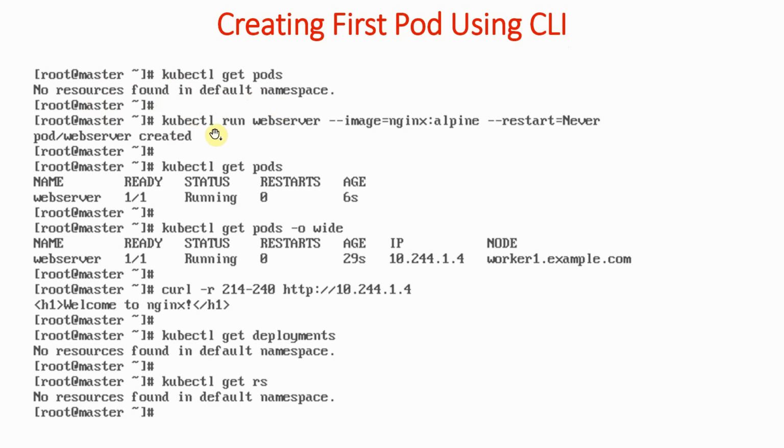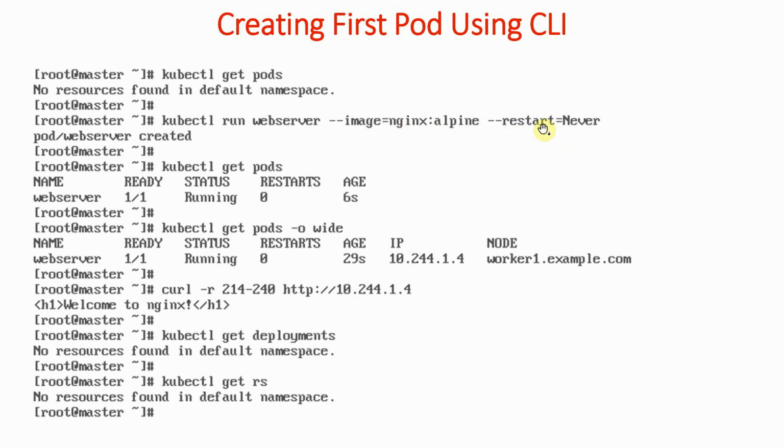So the command is kubectl run webserver. That is the name of the pod. Then we have to specify the image, which image we are going to use. We are specifying that we want to use the image Nginx, which is based on Alpine, and we are specifying this option restart equal to never. That means once the pod has terminated, please do not restart it.